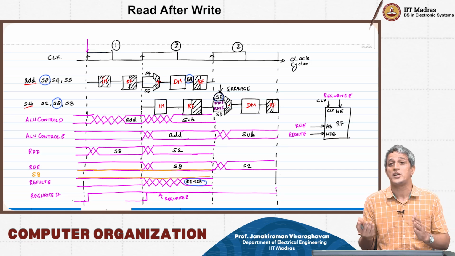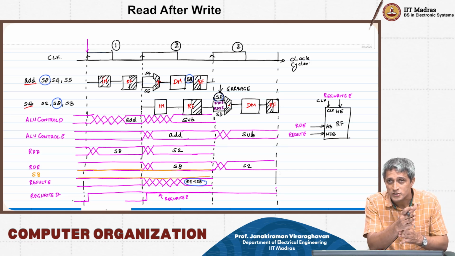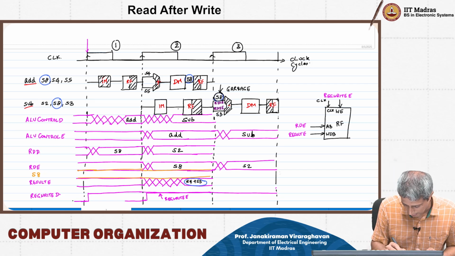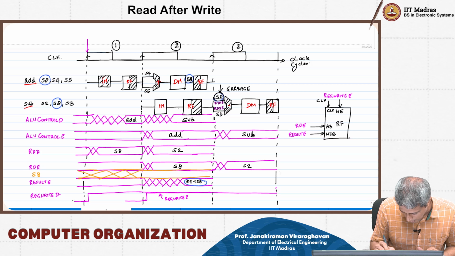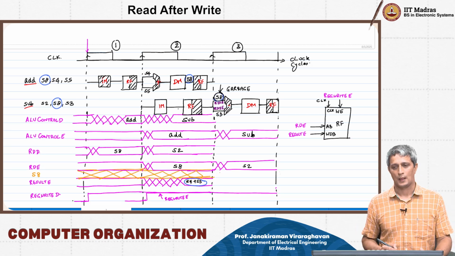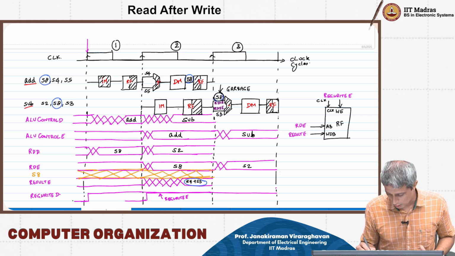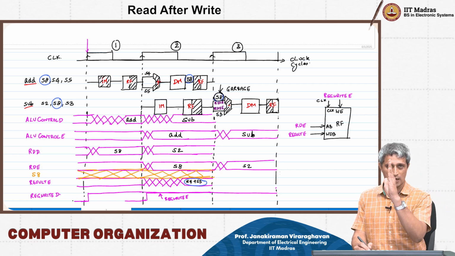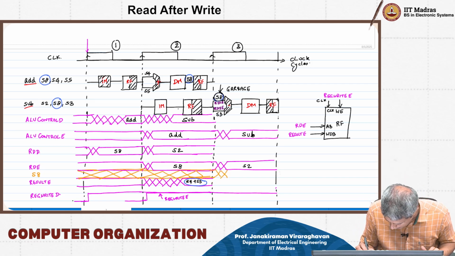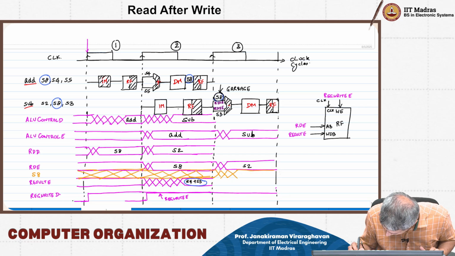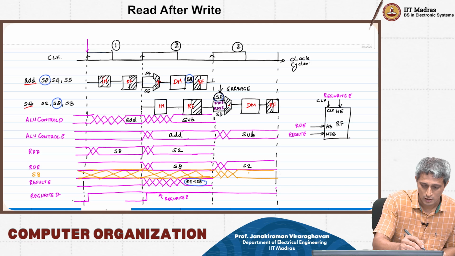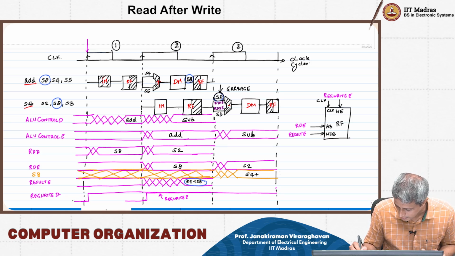Ironically, though the data is ready for writing back into register S8, the write cannot happen until the clock goes high, and therefore even in this period the contents of S8 are unknown. Now what is going to happen? The clock edge goes high, the write enable to the register file is high, so there will be a certain delay, and you get the contents of S8 here, which happens to be S4 plus S5.